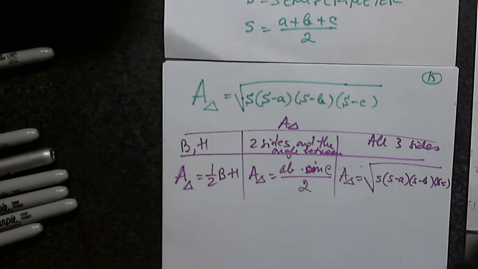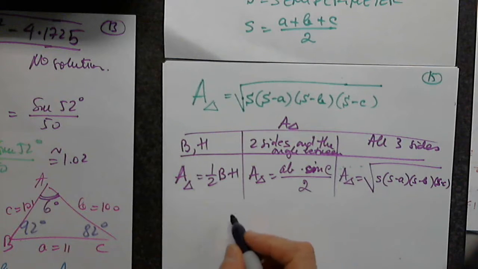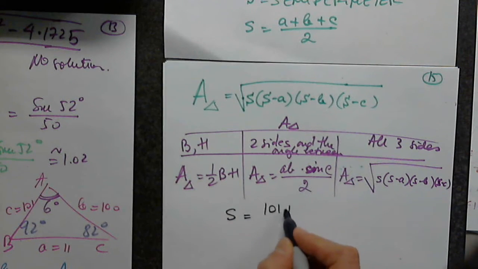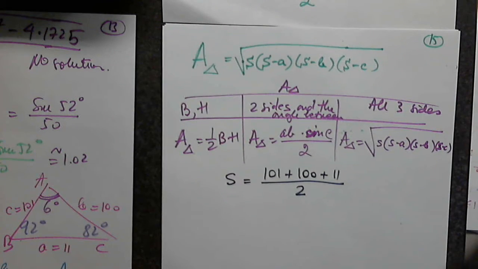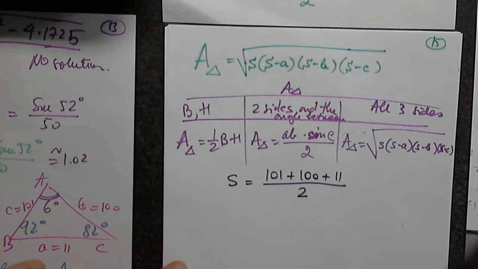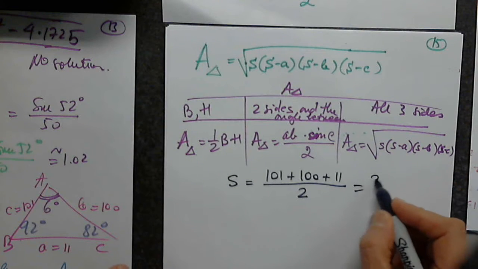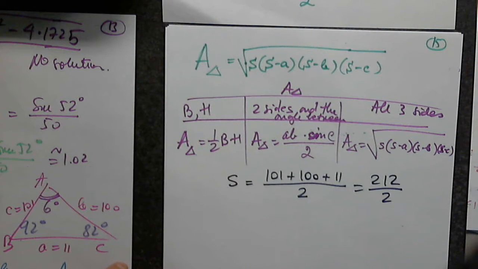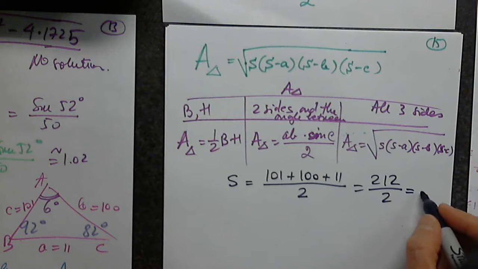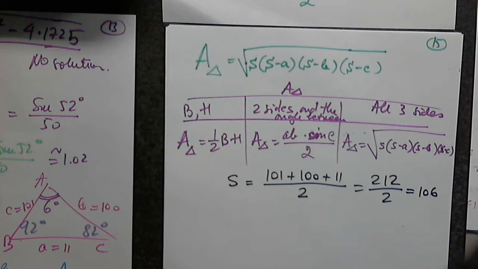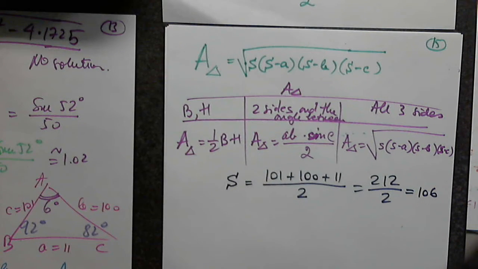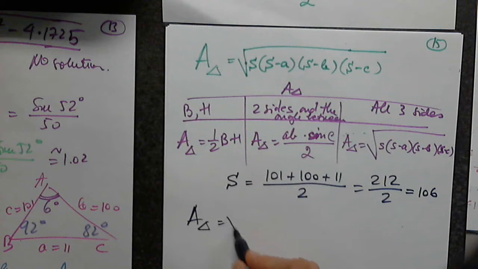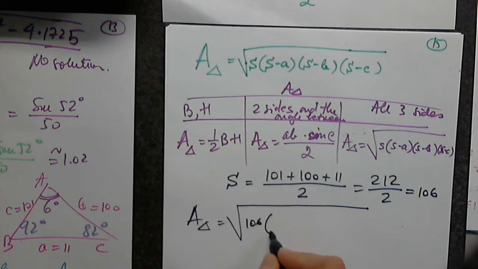Good. So here we were given these three sides. I have to find this semi-perimeter first, which is 101 plus 100 plus 11 divided by 2. How much will that be? So this is 201 to 12. Am I correct? Don't trust my numbers. So 106. Am I correct with the semi-perimeter? Yeah, that's what it was. Good. So now the area of the triangle will be the square root of 106.